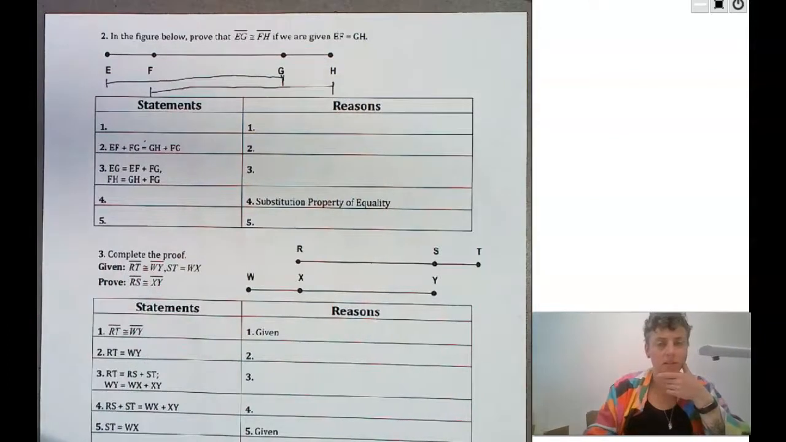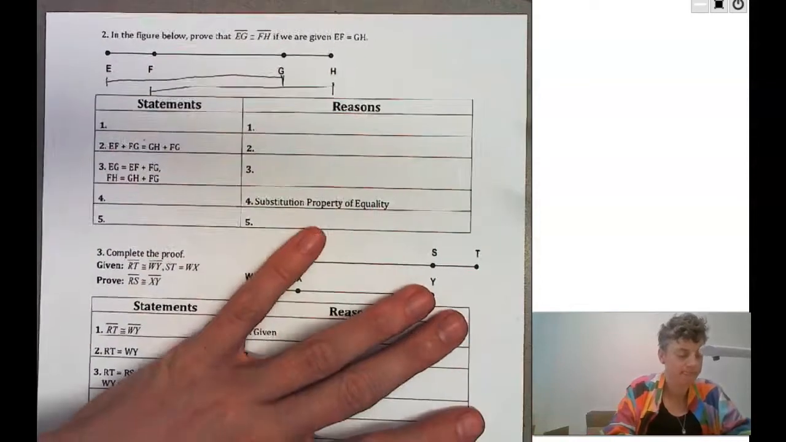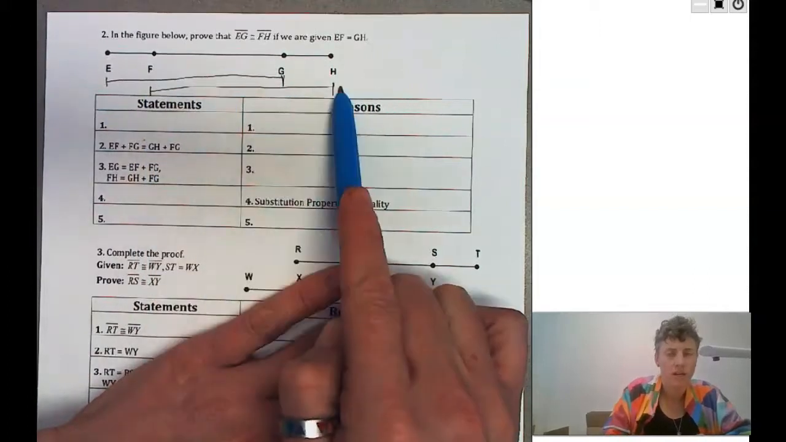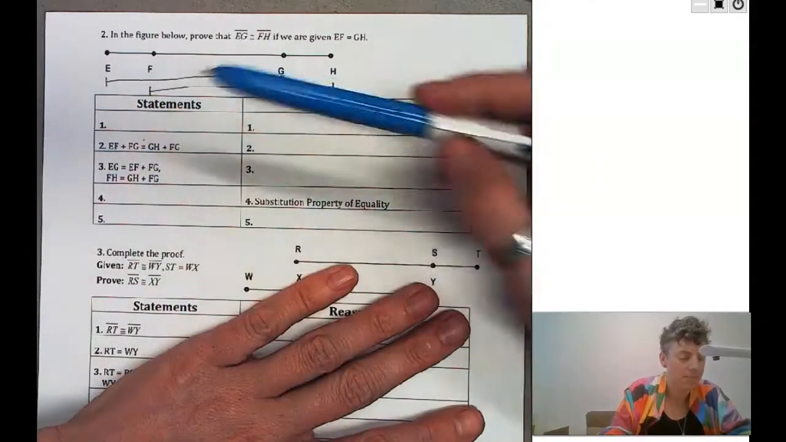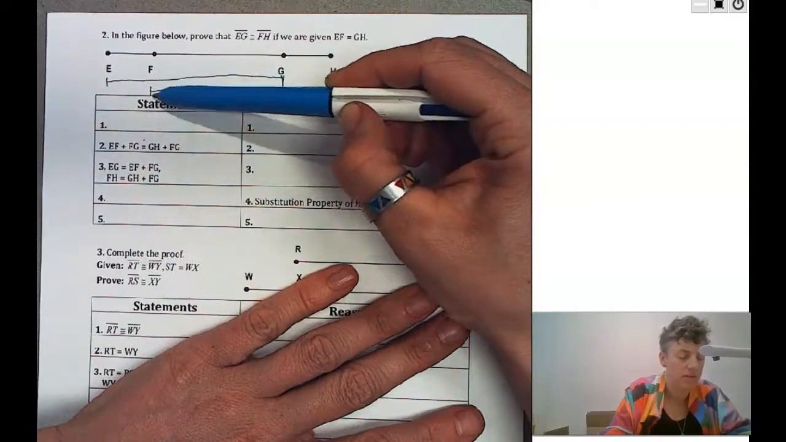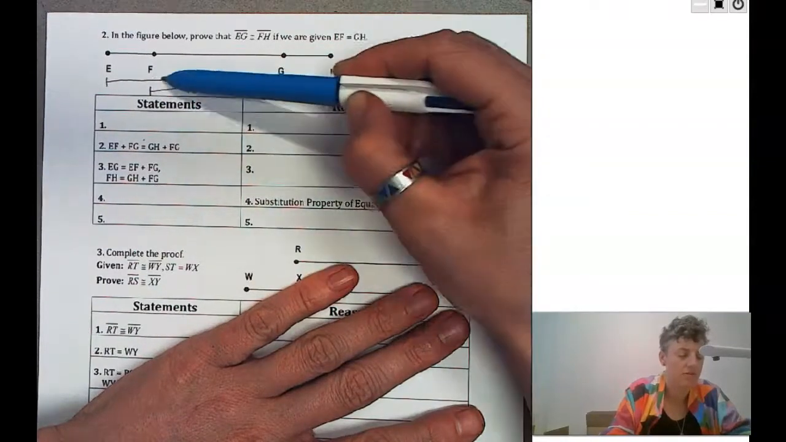Now let's think about this for a second. What do we see is similar about these two segments? We've got segment EG and segment FH. I can see that they overlap here. They have a part that is the same here.